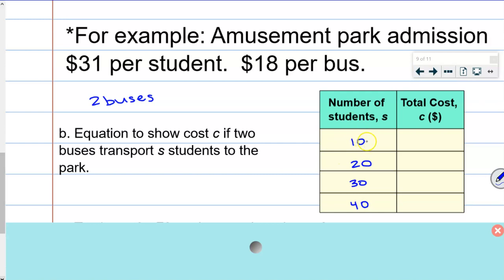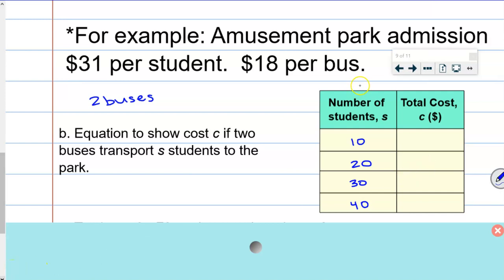All you need to worry about is the students, not the grapes, but the students. 10, 20, 30, 40 students. Talk with your group members. Talk with those at your table. How are we going to do this? Students online, I'm going to pause the video and let you think about this. We'll come back together in just a few seconds.